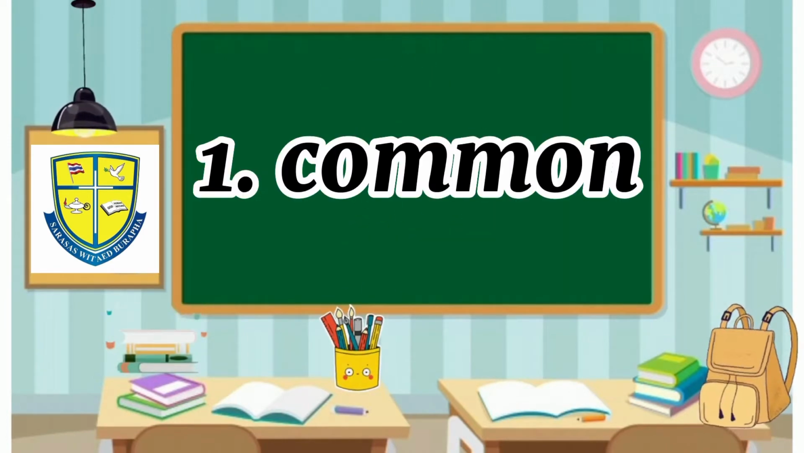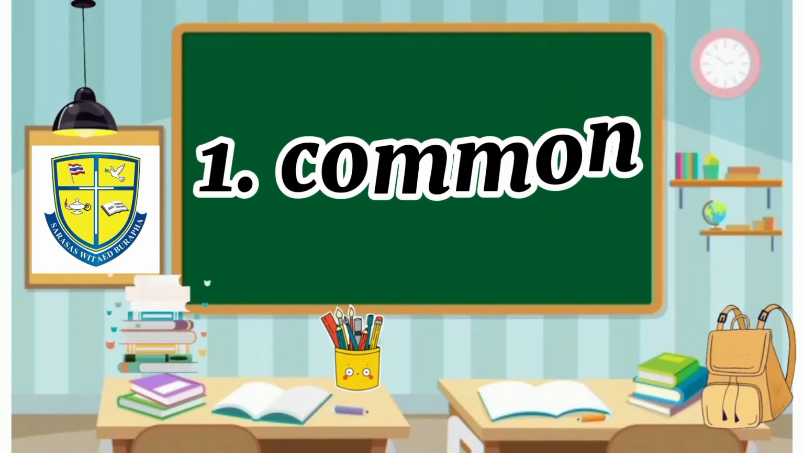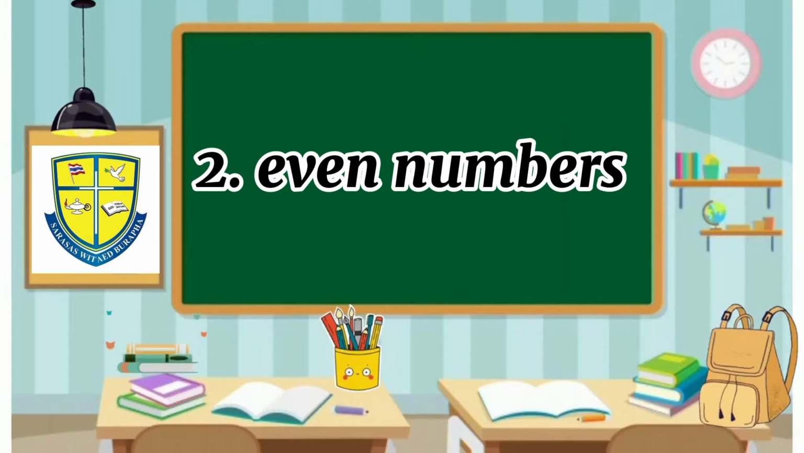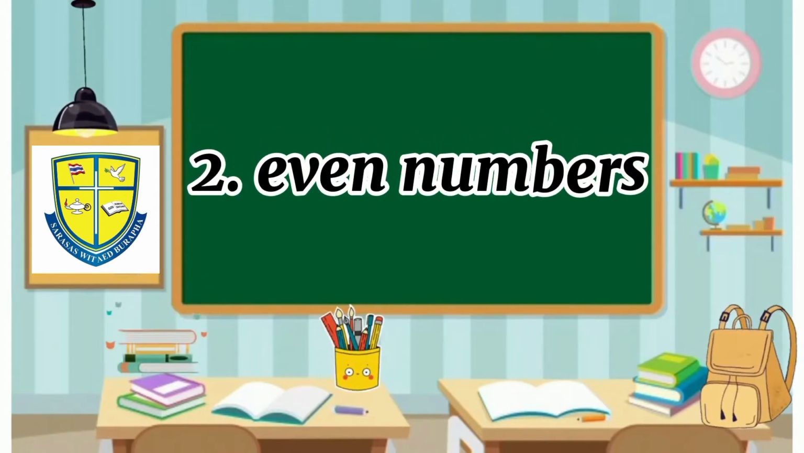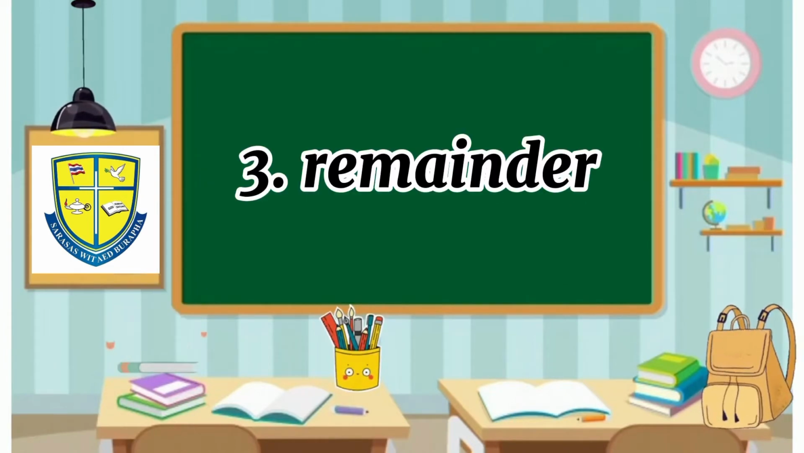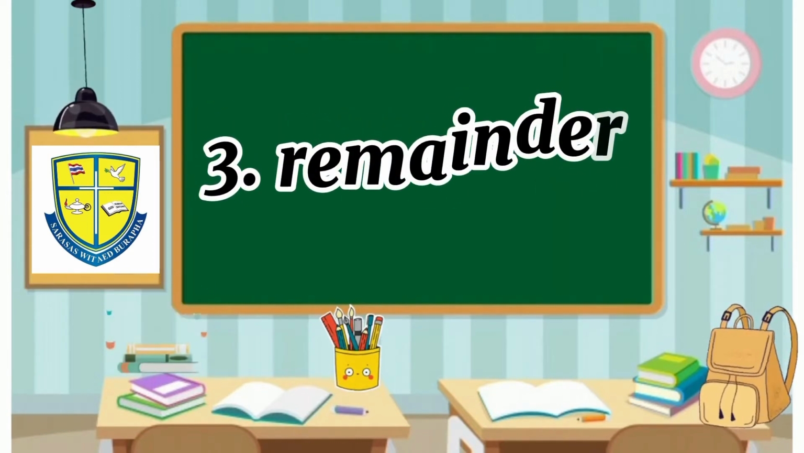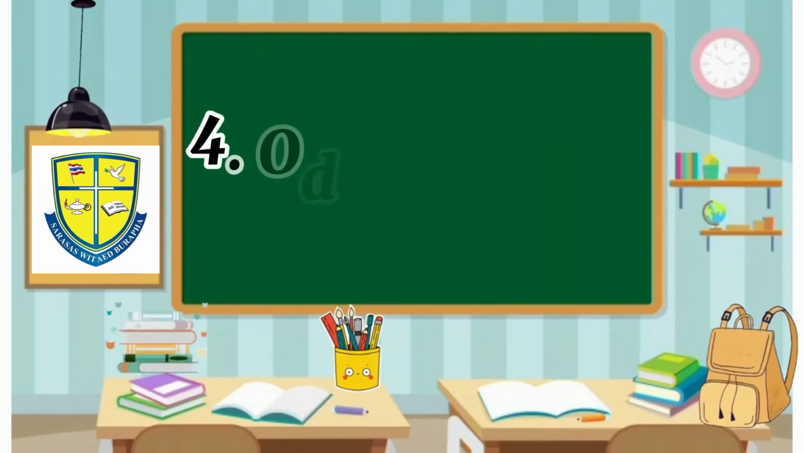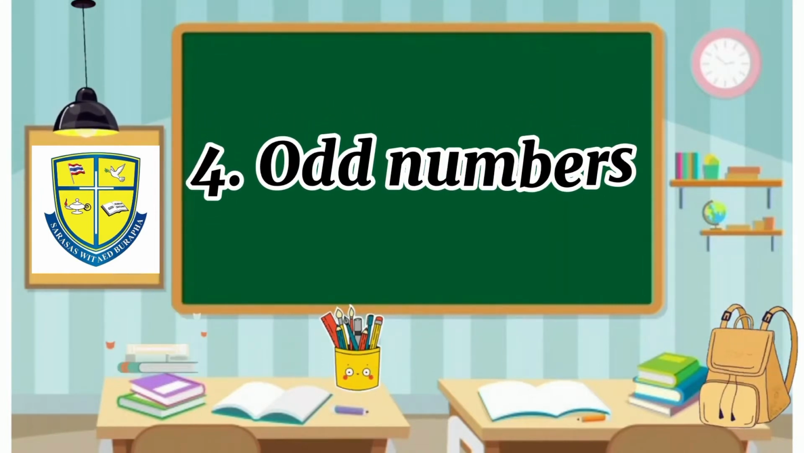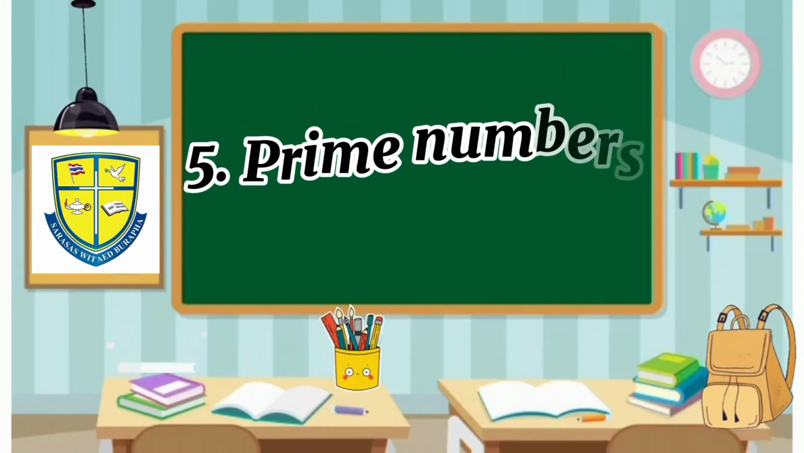Number 1, common. Number 2, even numbers. Number 3, remainder. Number 4, odd numbers. Number 5, prime numbers.